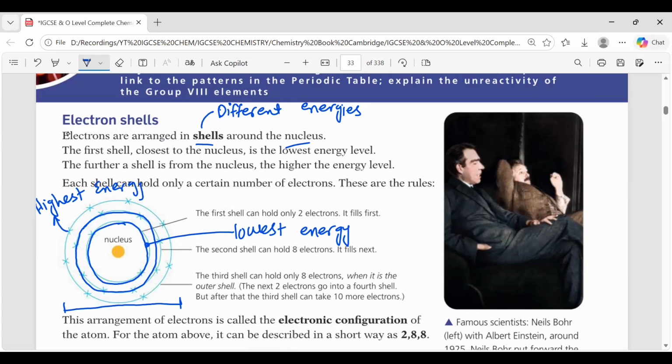Let me read from here what they have mentioned. The first shell closest to the nucleus is the lowest energy level.